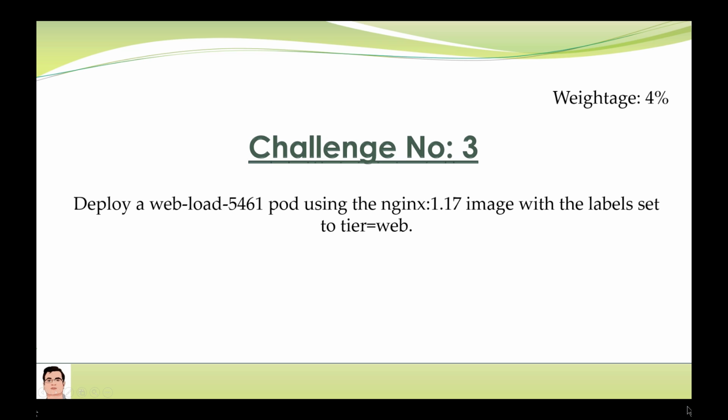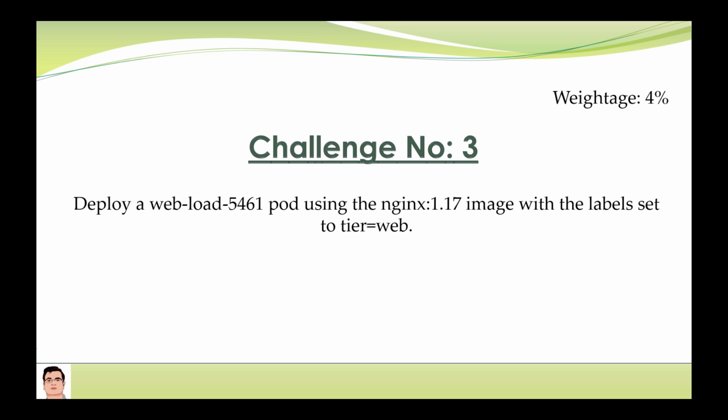Now challenge number 3. This question has a weightage of 4%. We have to deploy a pod. The name of the pod is webload-5461. We have to use nginx, the image tag is 1.17, and we have to set a label as well, tier equal to web. This is going to be a very simple question and the weightage is very low, so there is no trick or complexity involved in this particular question.